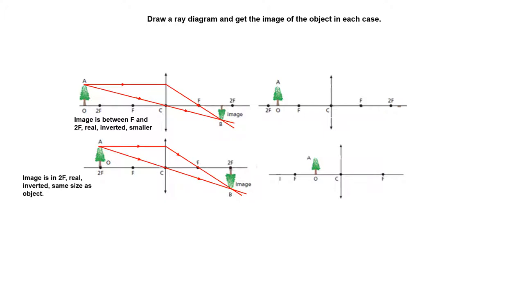Next diagram shows an object between F and 2F. Let's do the same thing we did in the previous diagram. Take two rays of light, one ray is parallel to the principal axis, and the other passes through the center of the lens. This image is inverted and larger than the object.